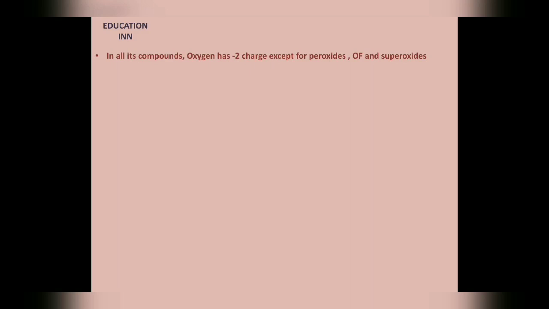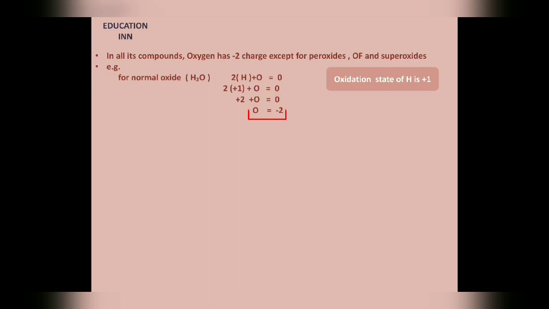In all its compounds, oxygen has -2 charge except for peroxides, OF2, oxygen fluoride, and superoxides. For example, for a normal oxide, for example water, the oxidation state is calculated as: the oxidation state of hydrogen is +1, so putting values. So here you can see that oxygen has -2 oxidation number in normal oxides. But for oxygen fluoride, putting the values as the oxidation state of fluorine is -1, so we get oxygen has +2 charge in oxygen fluoride.